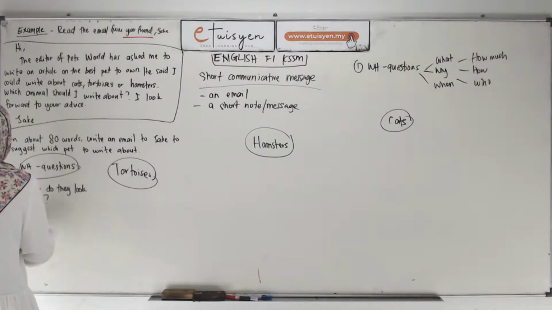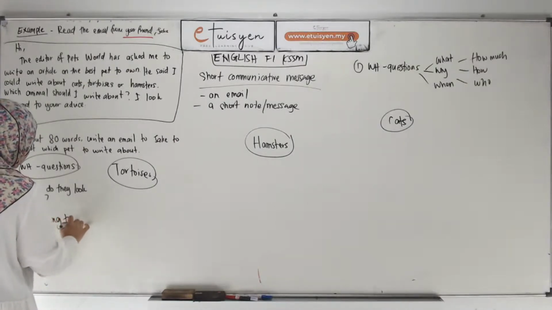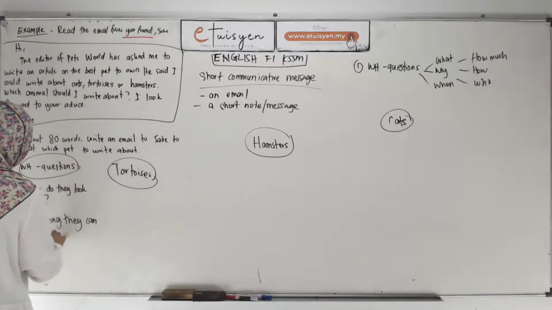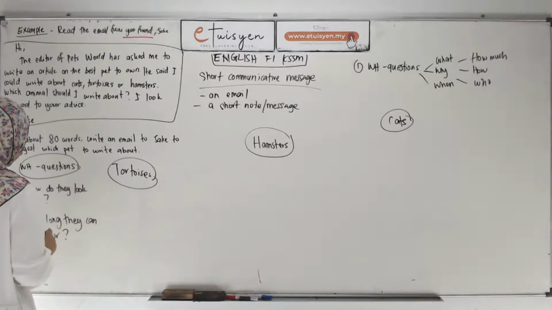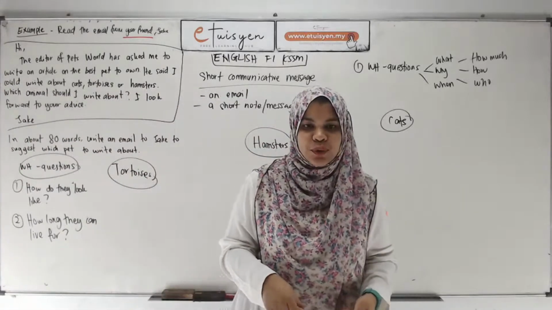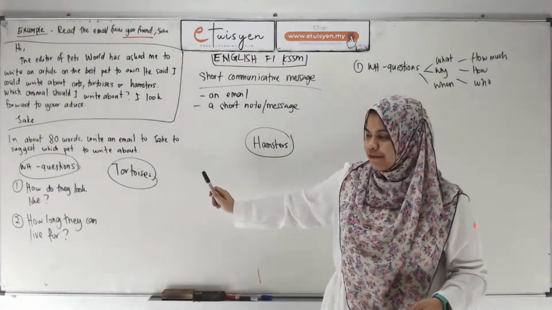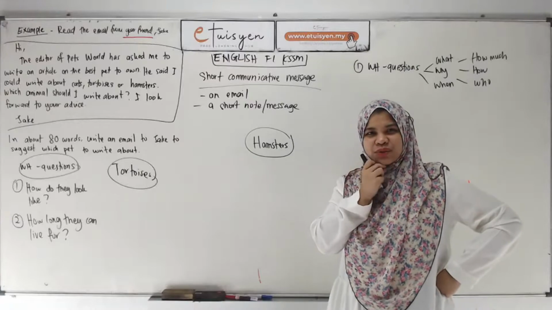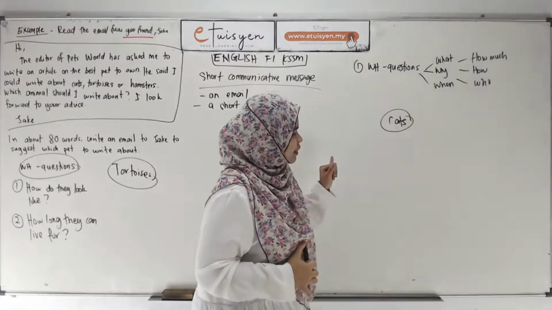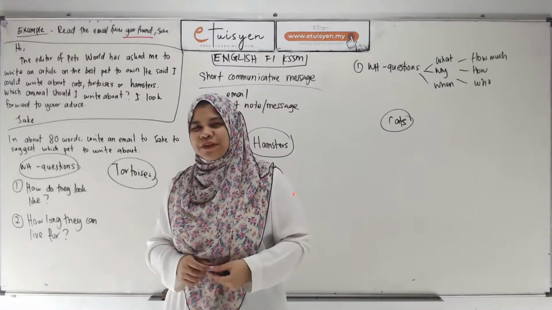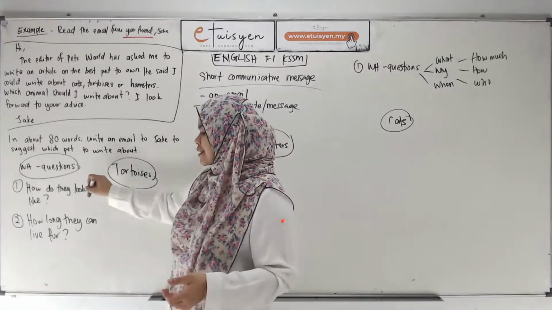Now, second, how long they can live for? Oh, we know tortoise can live for what, 100, 200 years? They live a long life. Hamsters, 2 years to 3 years. Cats have 9 lives. I think their maximum is like 12 years, something like that. Okay, so that's the second question.